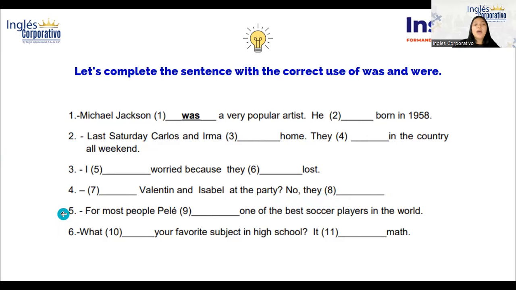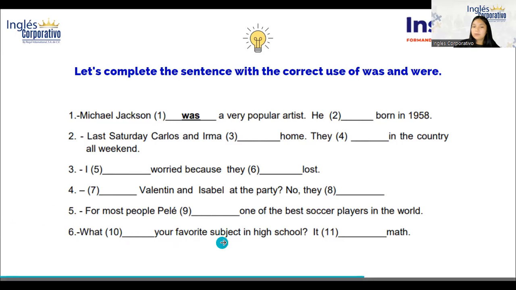Yes, perfect. Number five. For most people, Pelé was one of the best players in the world. And number six.